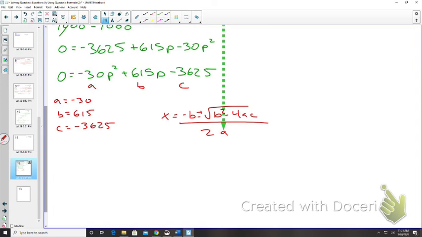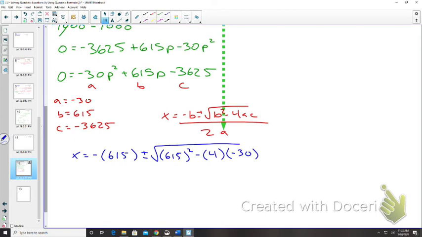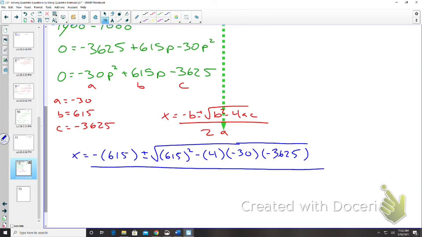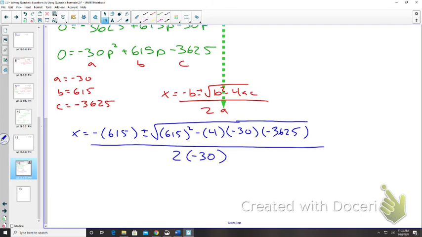So x is equal to negative 615 plus or minus the square root of b squared, so 615 squared, minus 4 times a, which is negative 30, times c, which is negative 3,625, all divided by 2 times negative 30. How are we doing?